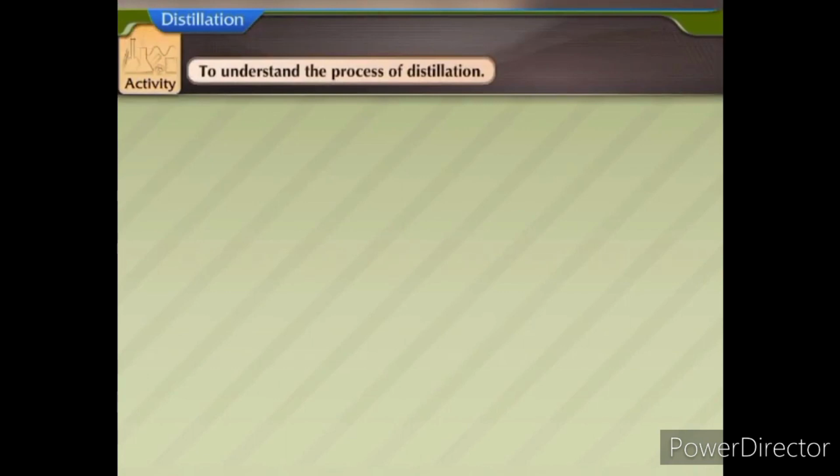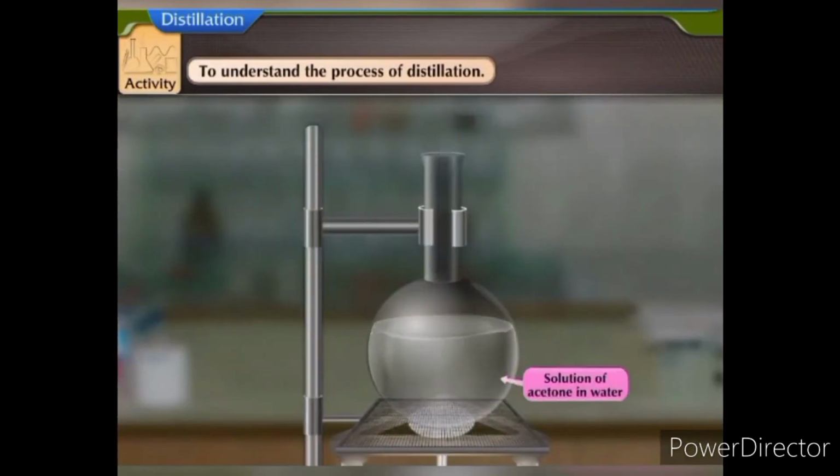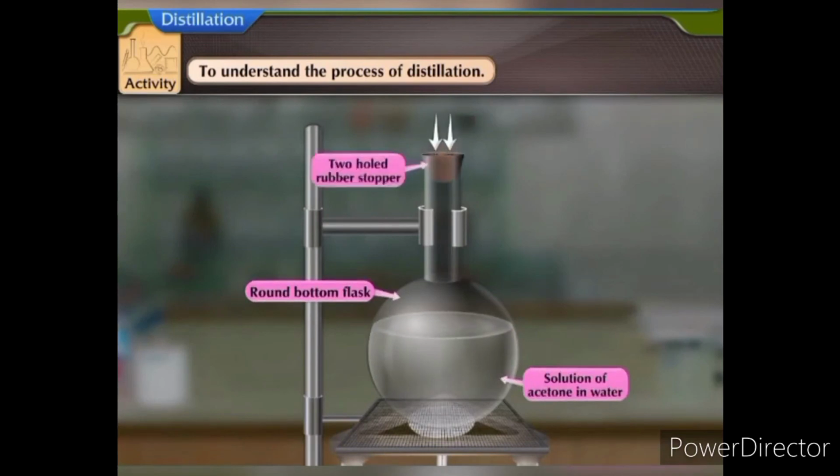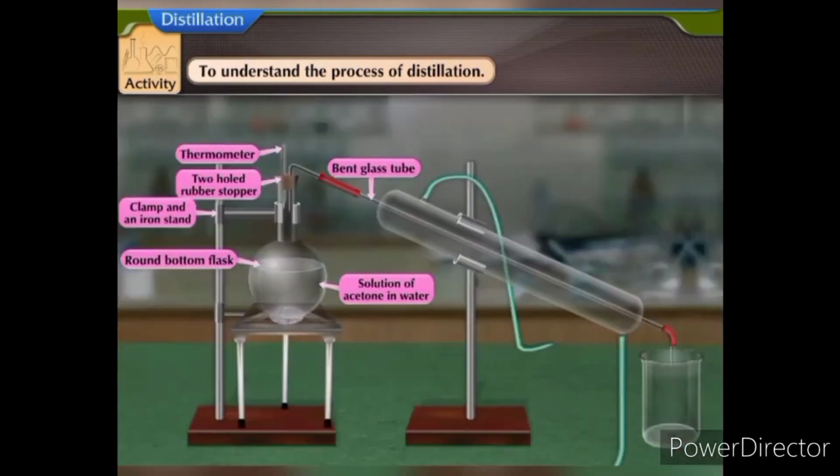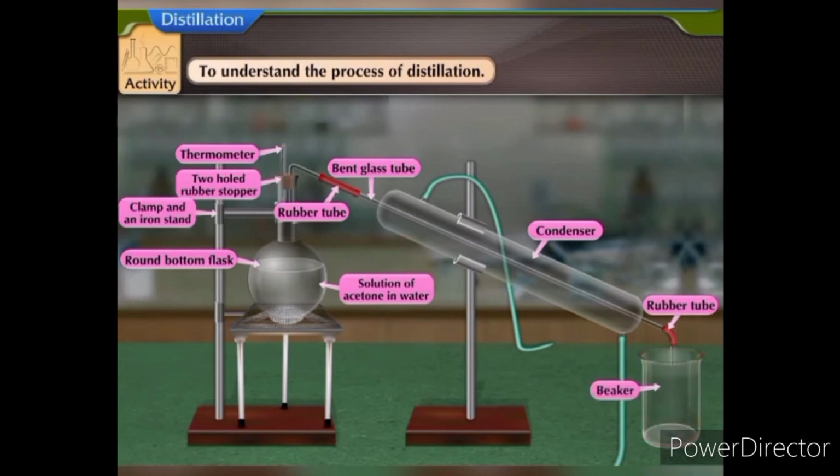Let us perform another activity. Understand the process of distillation. Take a solution of acetone in water in a round bottom flask. Fit the flask with two-holed rubber stopper using a clamp and an iron stand. Fit a thermometer in one hole and a bent glass tube in the other hole of the rubber stopper. Take two pieces of a rubber tube. Connect the free end of the glass tube to a condenser with the help of one rubber tube. Fit the other piece of rubber tube to the other end of the condenser. Put this end into a beaker.